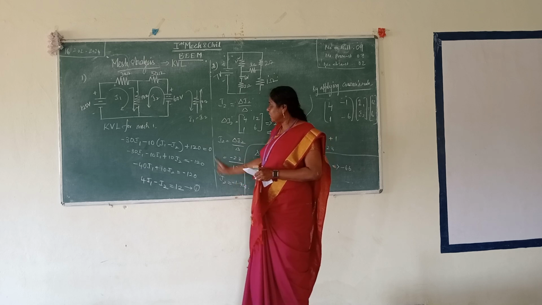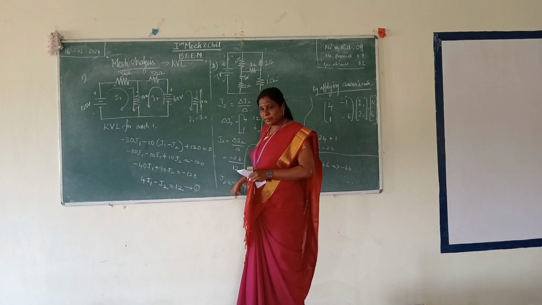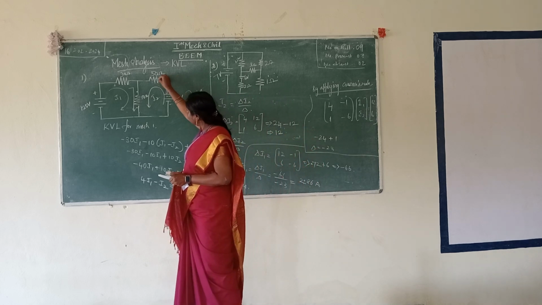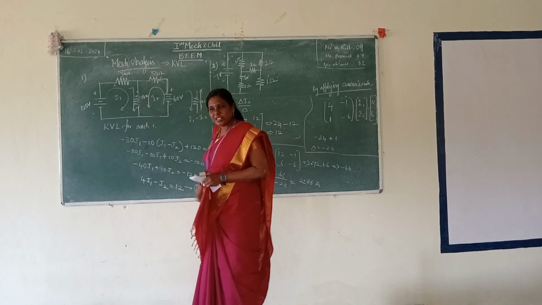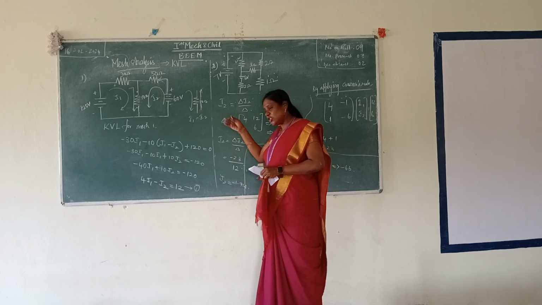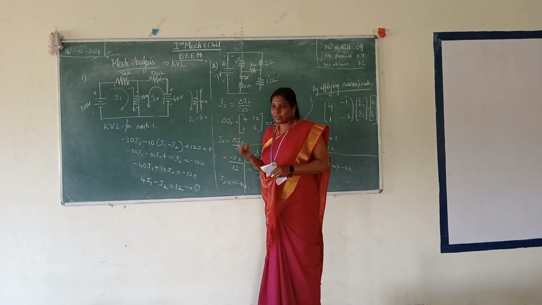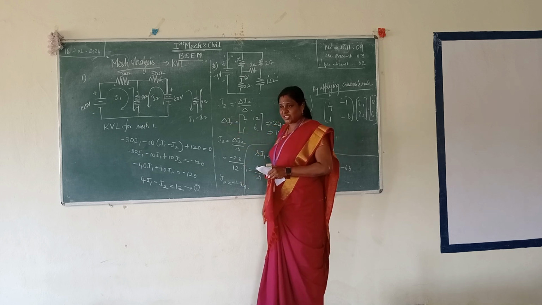Understand why you are getting minus? Because the current should flow like this from plus 2, but we assumed the opposite direction, so it is minus. So just by seeing this, you can verify whether your calculation is right or wrong. Okay? So you will be getting exact calculations.